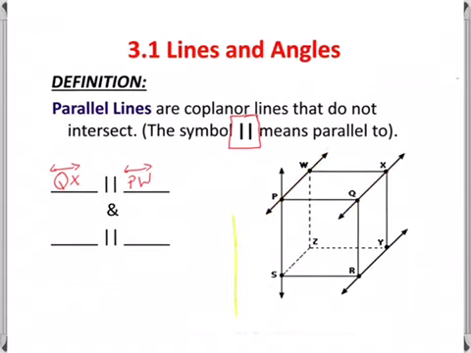Two additional lines. Let's choose two that are going maybe instead of horizontal, let's try vertical lines. So PS and QR. So PS is parallel to QR.